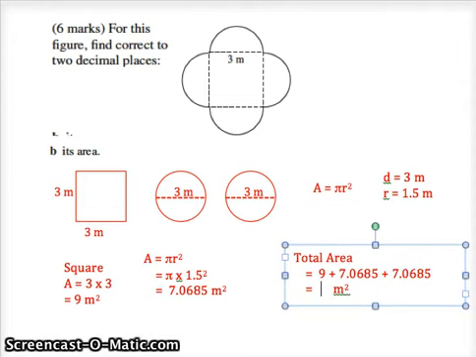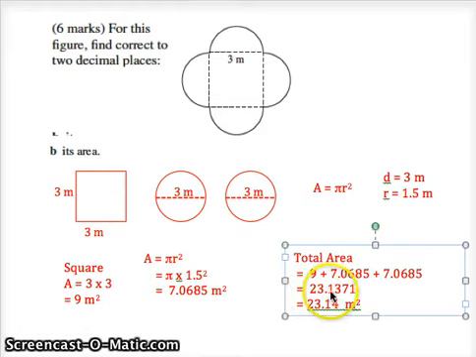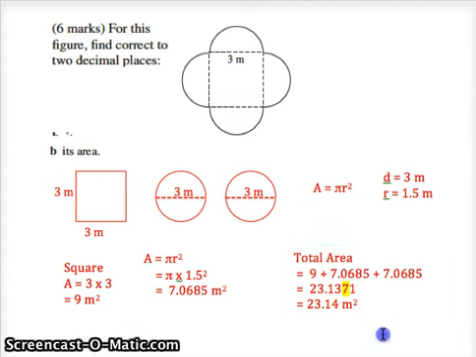And the answer that we get is 23.1371. Now we need to round that to 2 decimal places. So we look at the third decimal place, which I've highlighted in yellow. The third decimal place is 7, which is 5 or higher. So therefore the number in front, which is the 3, now becomes a 4. And the answer is 23.14 meters squared.